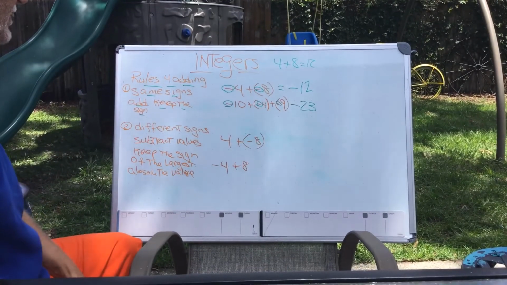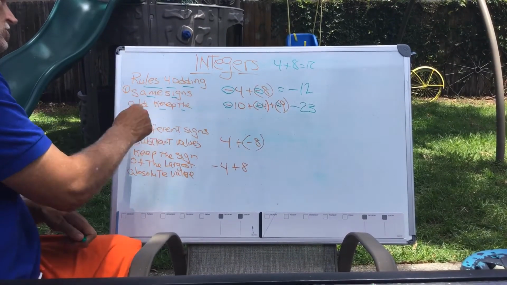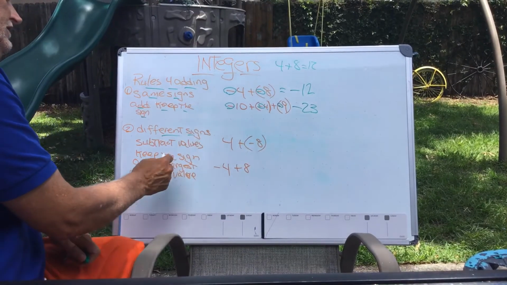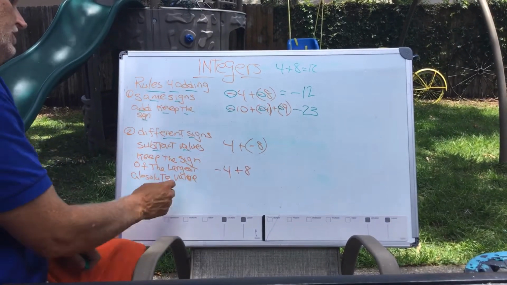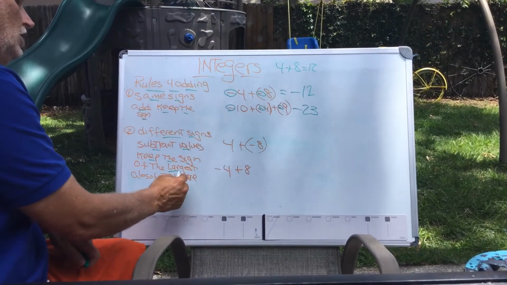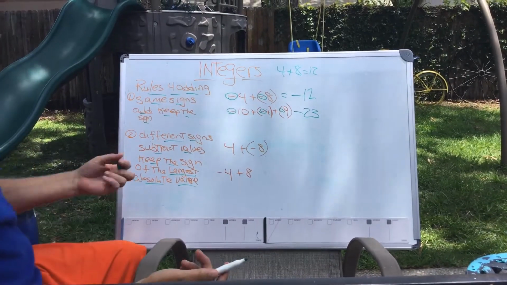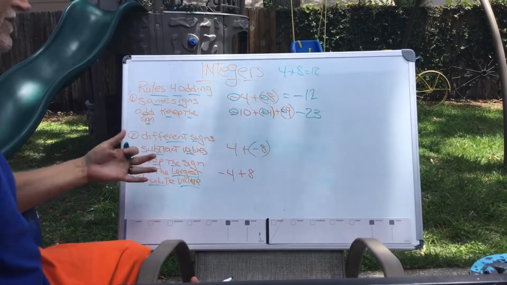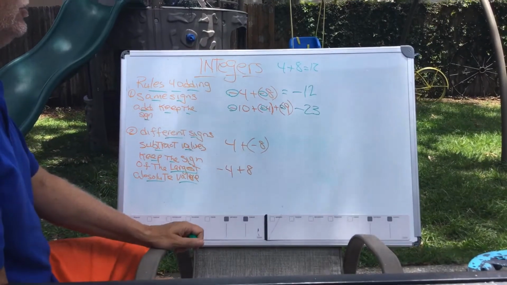Same kind of thing that you've been doing since you learned how to add numbers. So then our second rule is if you have different signs, you subtract the values and you keep the sign of the largest absolute value. Seems kind of wordy, but that's the shortest way you can say it.